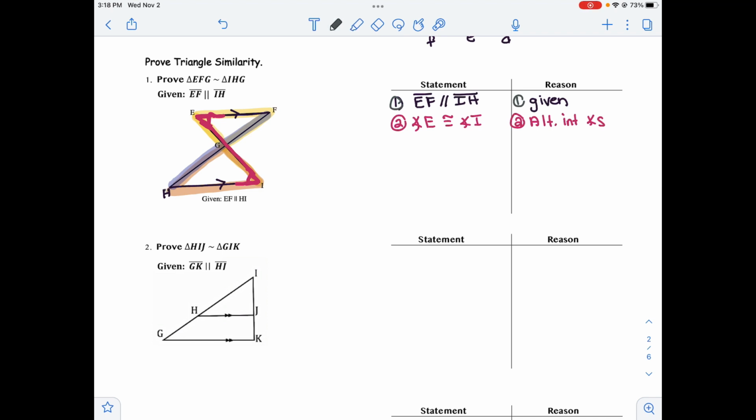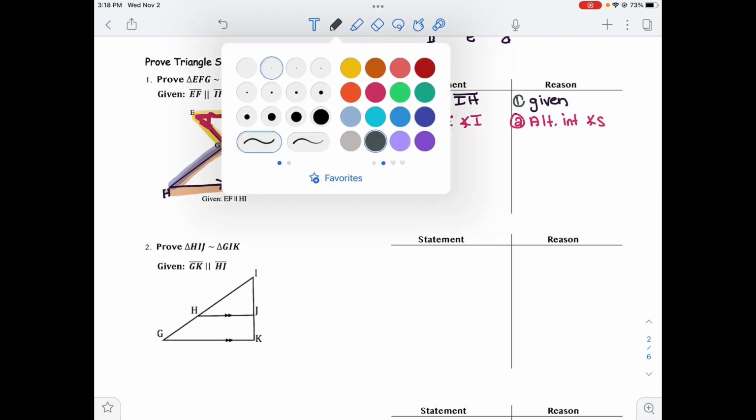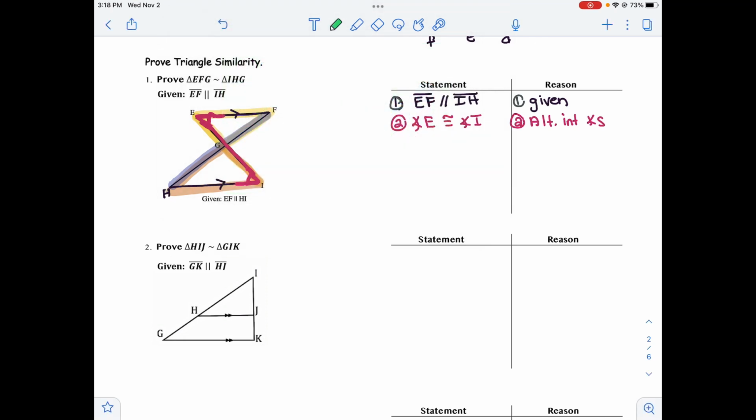I'm going to skip that and just go straight to what it is. But that makes this angle F congruent to angle H. So for number 3, angle F is congruent to angle H. And that is also because of alternate interior angles.